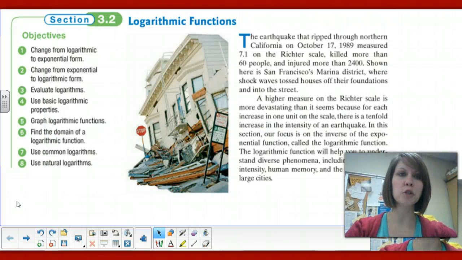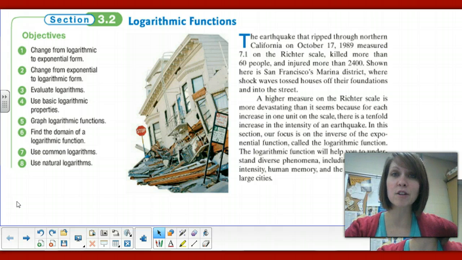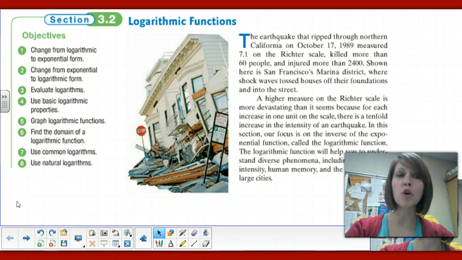3.2 is logarithmic functions. Within this lesson, we have 8 objectives, and because it is largely review of Algebra 2, actually I can't think of any part of it that we did not discuss in Algebra 2. I'm going to go through the objectives pretty quickly, and I'm going to talk to you about some relationships between the objectives, okay? All right.